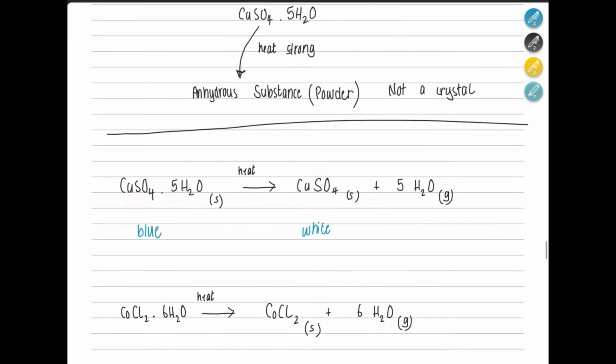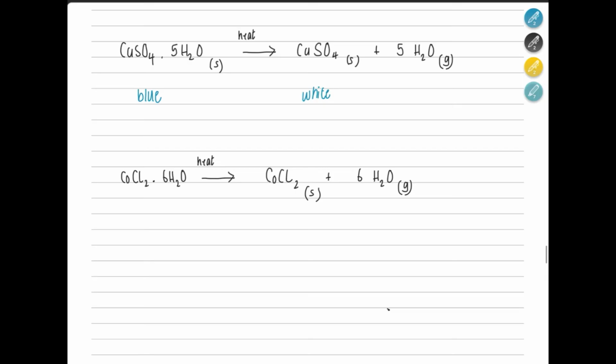Now with these substances, you also observe a color change. Hydrated copper sulfate was blue in color. Anhydrous copper sulfate is white in color. Also remember that copper sulfate is combined with 5 water molecules. Now we have another example. This is cobalt chloride. It combines with 6 water molecules. When you heat it, it becomes anhydrous cobalt chloride. The color change is from pink to blue.